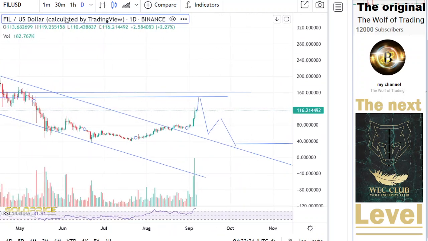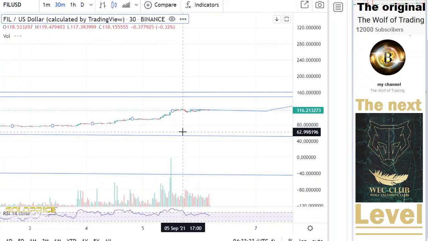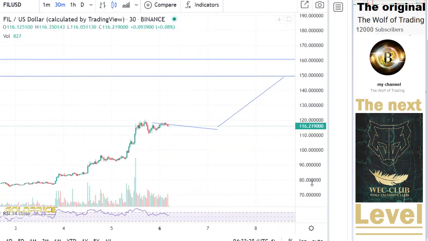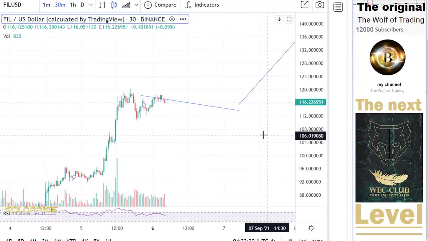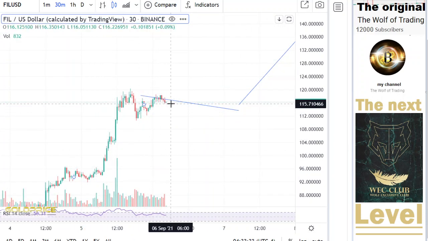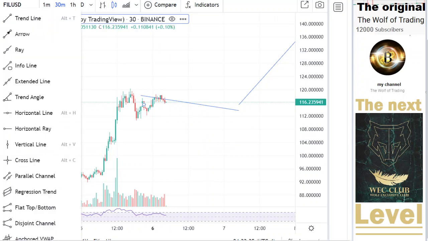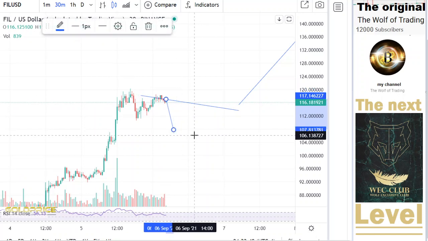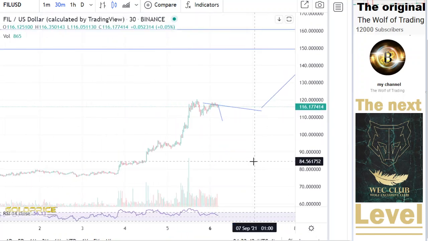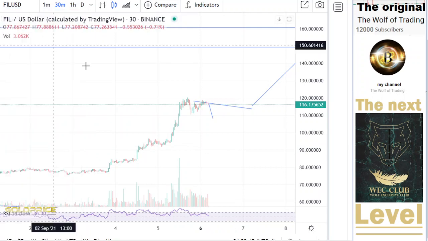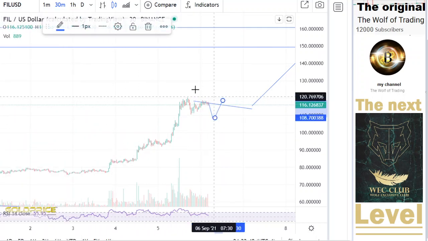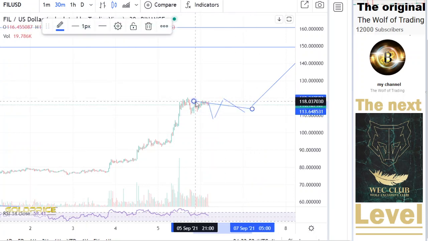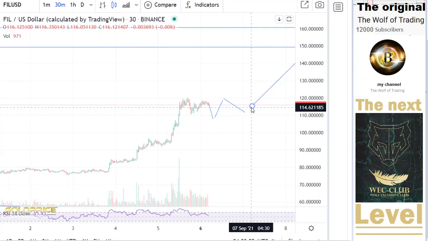And let's also look more in detail at Filecoin. You can see here, especially if you see something like that, this is a hammer. And I think we have a little bit of room to go to these levels, to the $100 levels, a good support from here so that we get something like that, and then more price rises to the top side.